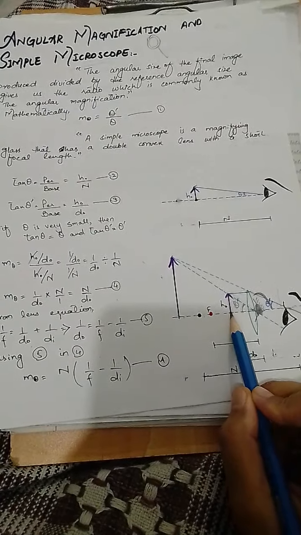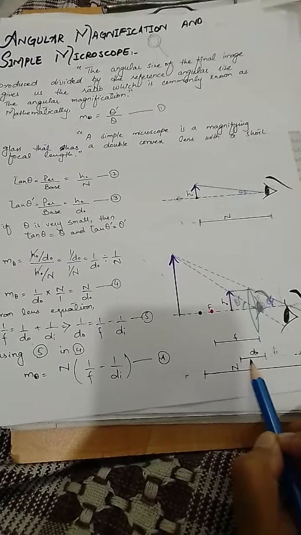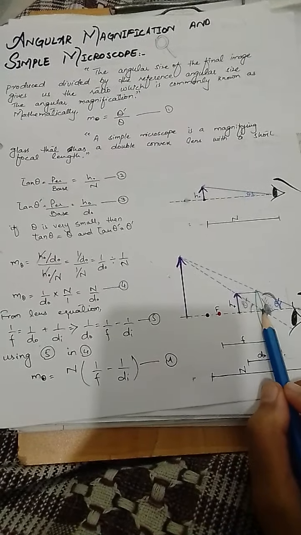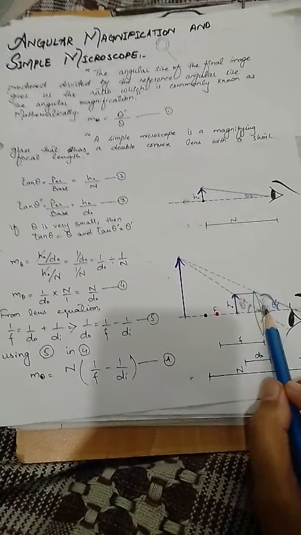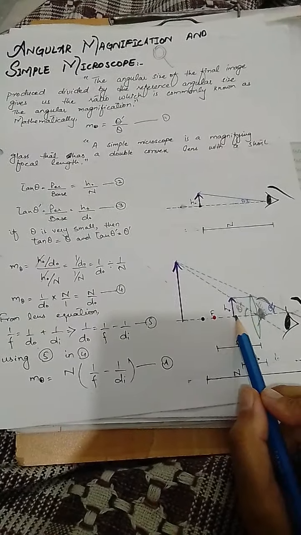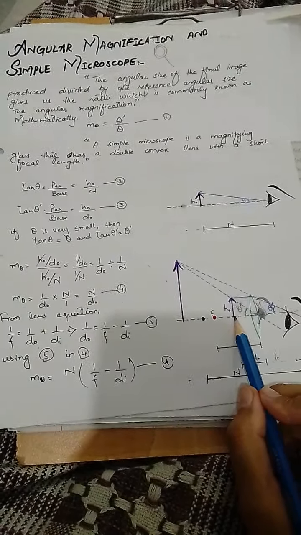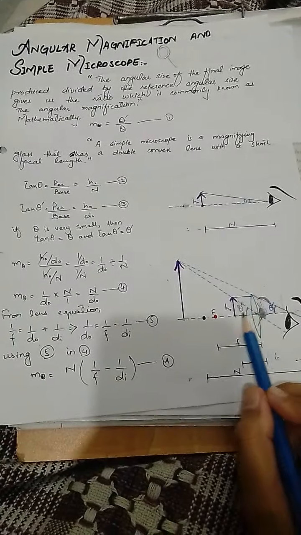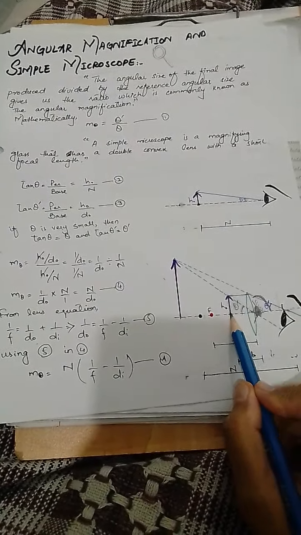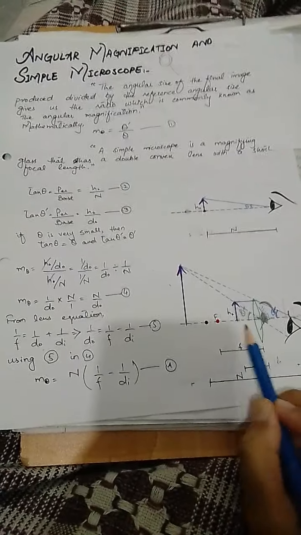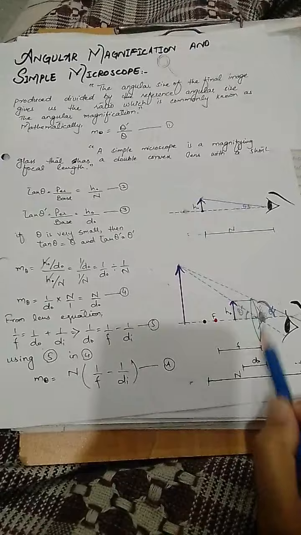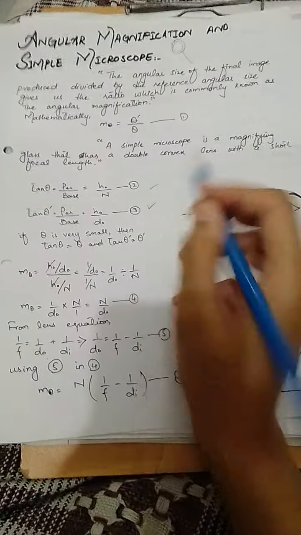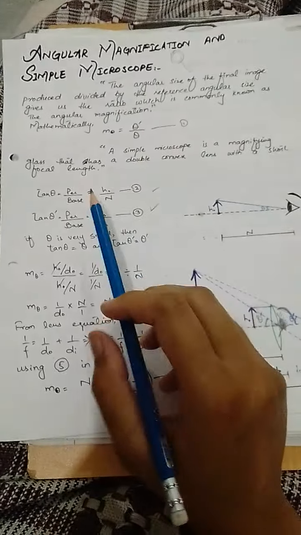The distance of the object to the center, DO, and the distance of the object to the observer are the same. That is why we have placed this eye over here. So the eye is placed at O. The distance between the object and O is the same as the distance between the object and the eye. So in this case, this line is equal to DO, and the base becomes DO. So we've got these two equations.